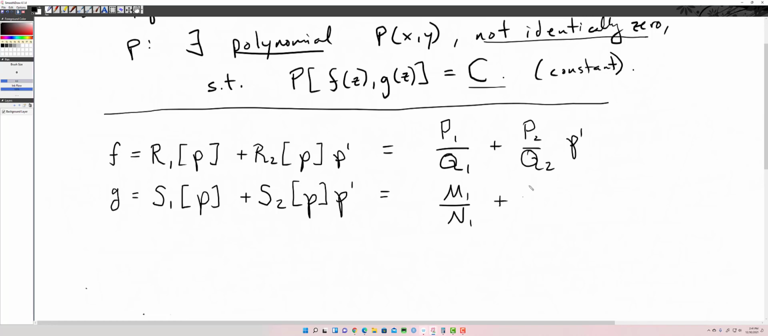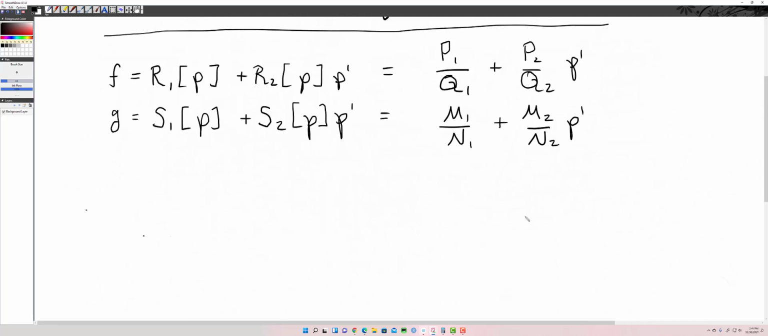So that's all I'm doing now, is I'm just writing out the quotients. All I'm saying is that R1 equals P1 of P over Q1 of P, S1 equals M1 of P over N1 of P, etc. Okay? And I'm going to start with F. I'm going to clear these denominators out.